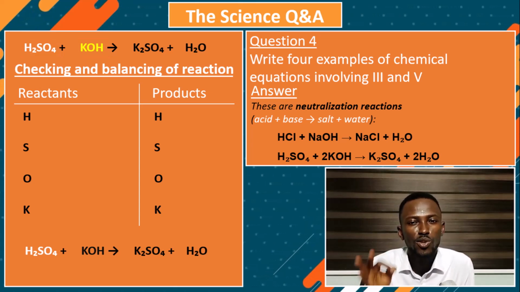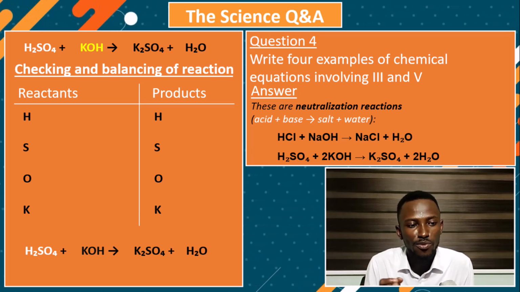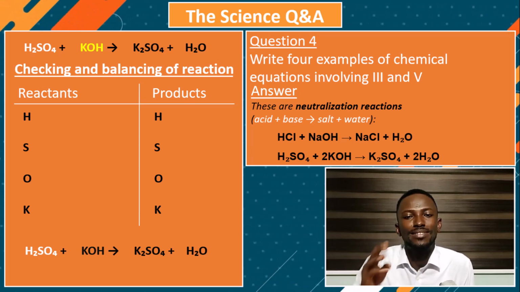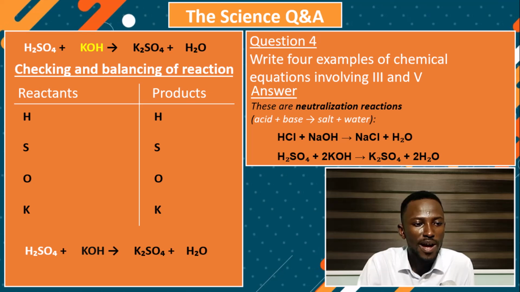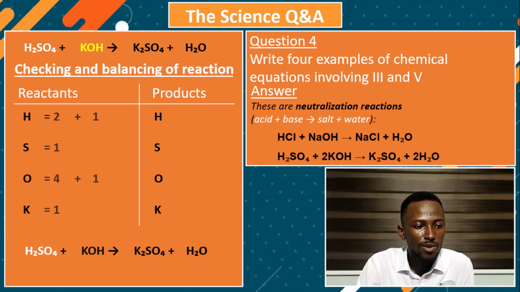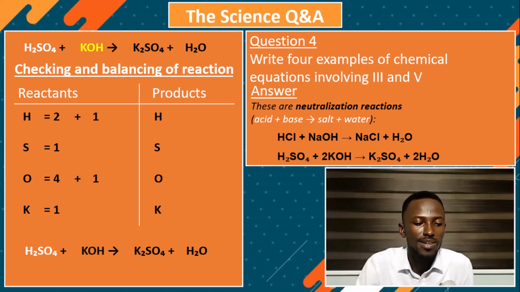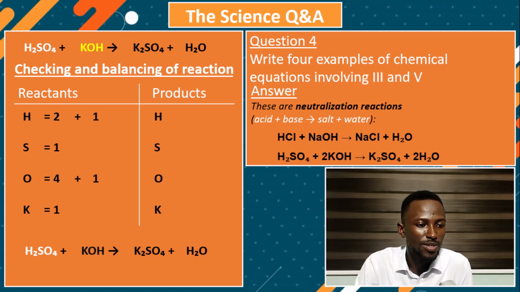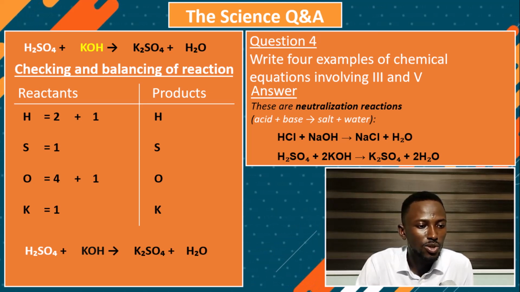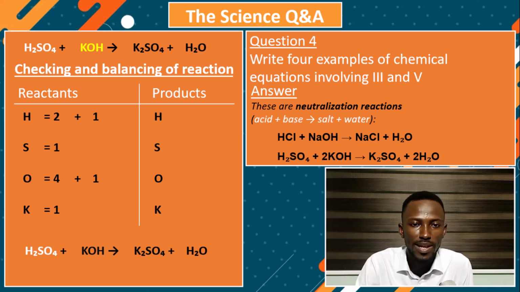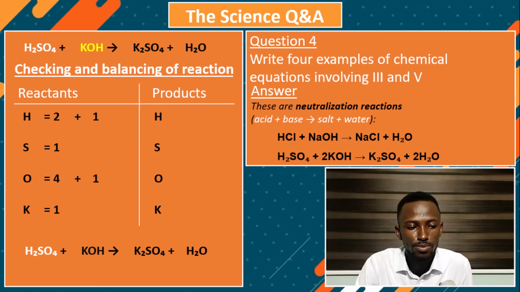But here's the point. We do not write 3 just as 3 that way. Write them separately. So for hydrogen, you write 2 plus 1. Then check for the sulfur, oxygen, and potassium. For the sulfur, we have 1. For the oxygen, we have 4 in the sulfuric acid and 1 in the potassium hydroxide. And for the potassium, you have only 1. So this is how to write out the various elements and the numbers you have in each of the compounds: hydrogen 2 plus 1, sulfur 1, oxygen 4 plus 1, and potassium 1.